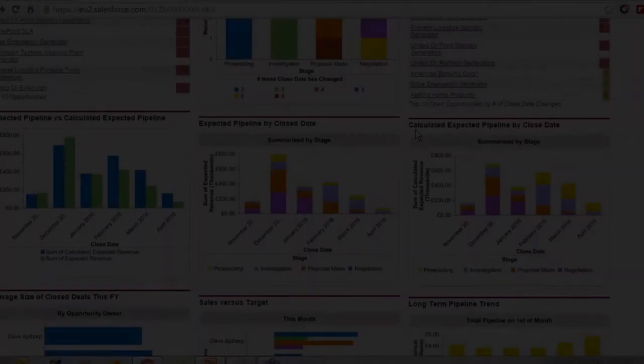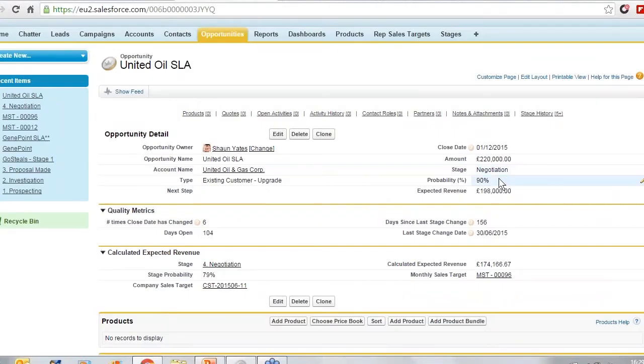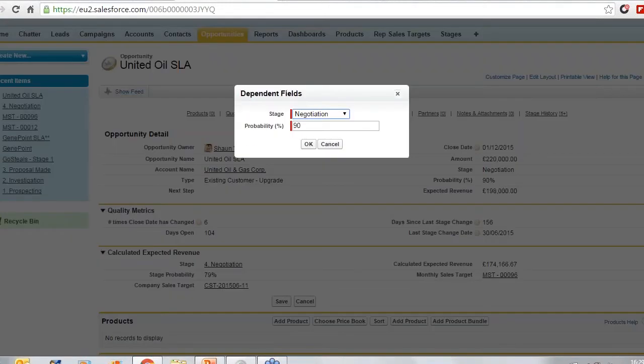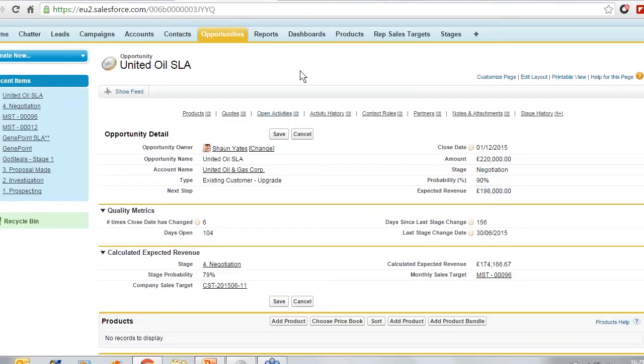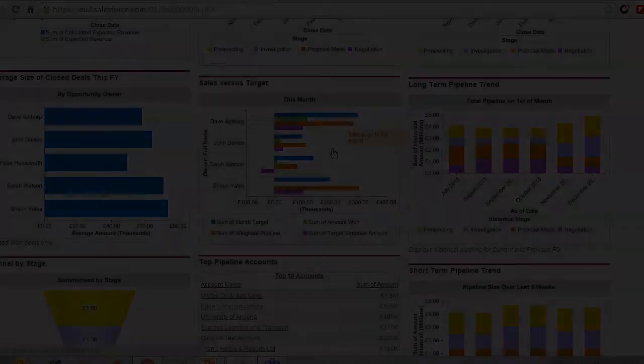Absolutely. At any one opportunity, you can adjust the probability, so you don't have to rely purely on the stage. You can overwrite that as a salesperson, and encouraging the salespeople to do that will give you more accurate sales forecasts. In fact, we have one customer who refuses to allow anybody to put in 50%. They say it's either going to be 49% or 51%. I accept you've got a 50-50 chance of winning it, but which side of the fence are you?